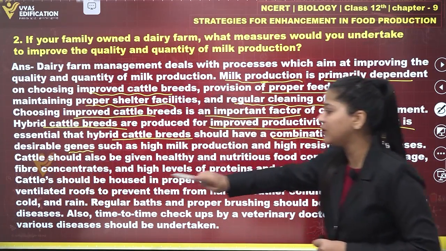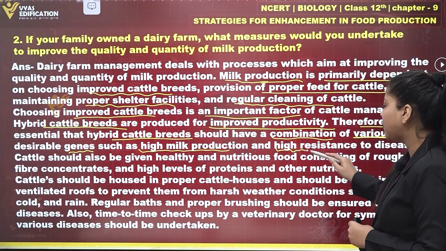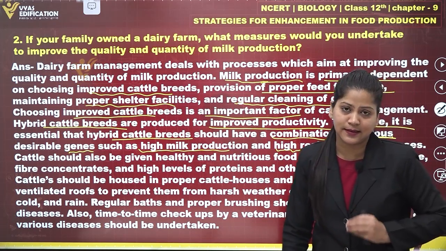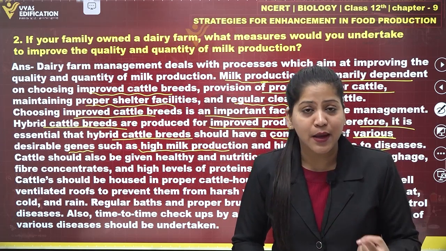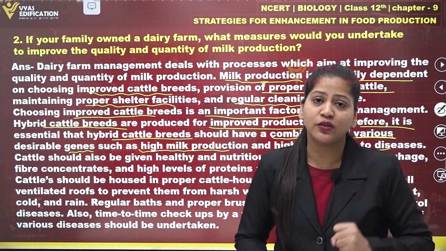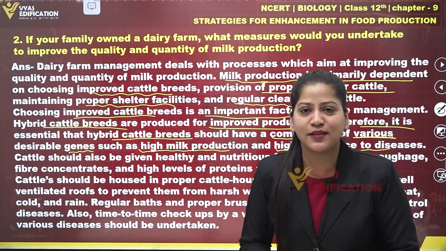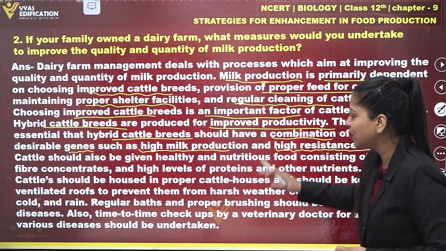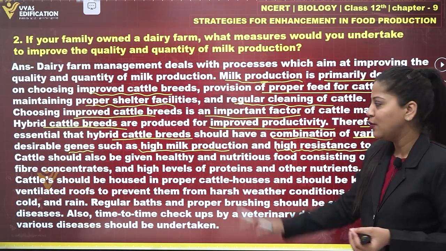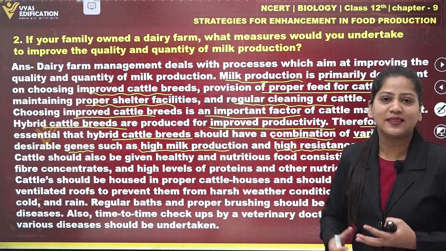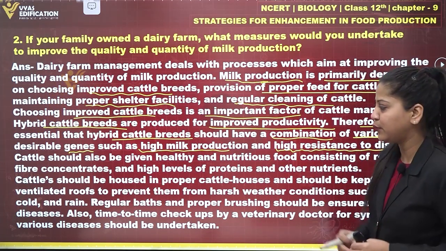The cattle should have genes for high milk production, and also genes for high resistance to diseases. The genes we are selecting in a hybrid cattle are for high milk production, high yielding production, and also the hybrid cattle should be resistant to various kinds of diseases. So this is a very important step, and we are choosing a hybrid cattle with all these genes or desirable characters, so we can improve the quality or quantity of the milk production.